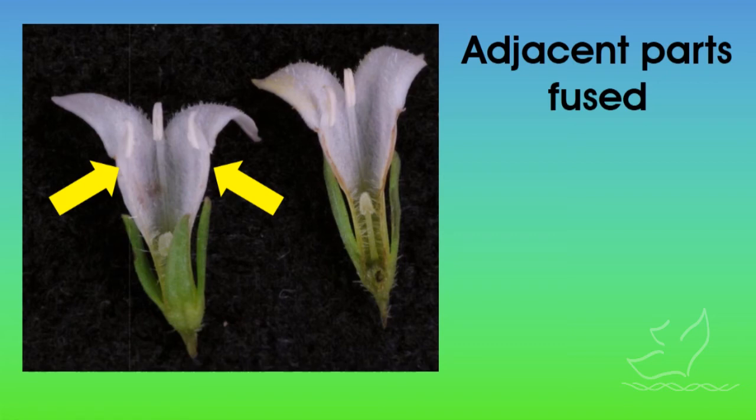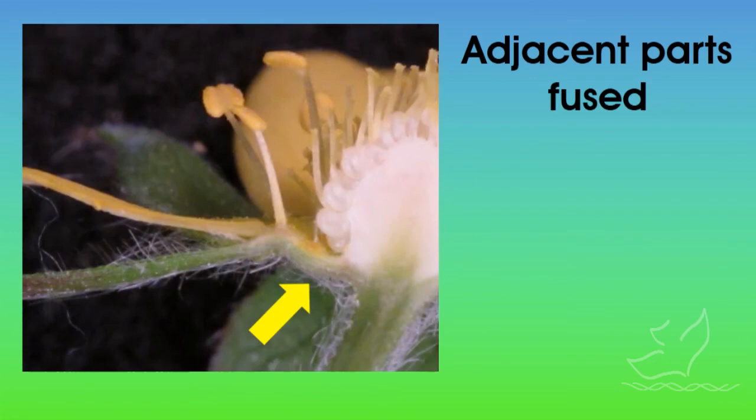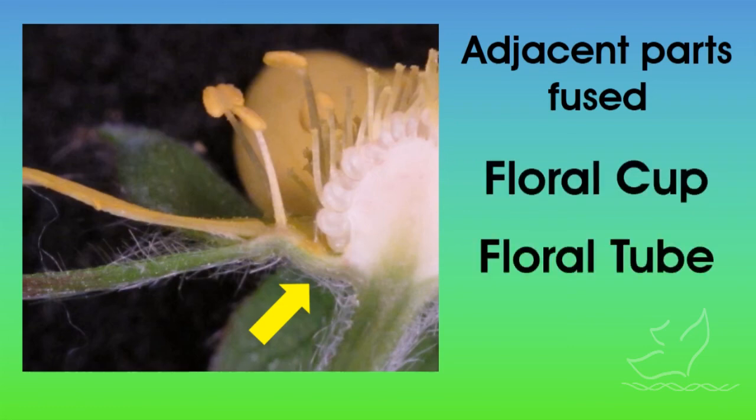Also in the next picture here you see the bases of the stamens, petals, and sepals all fused together. And when they do that, that forms what we call a floral cup or a floral tube that basically surrounds the base of the flower. This situation is fairly common. We'll see it in a number of cases as we look at the flowers in the course.